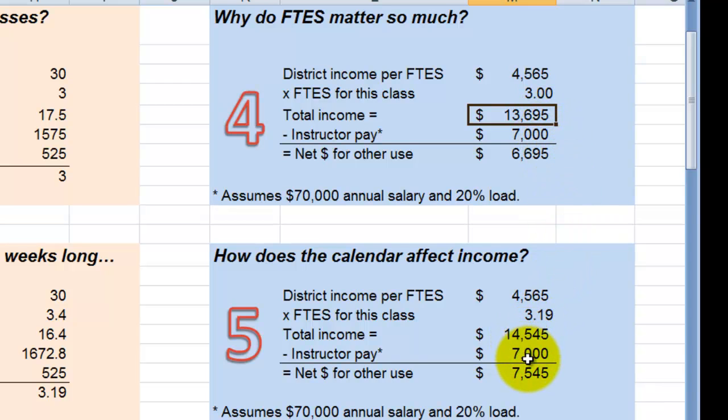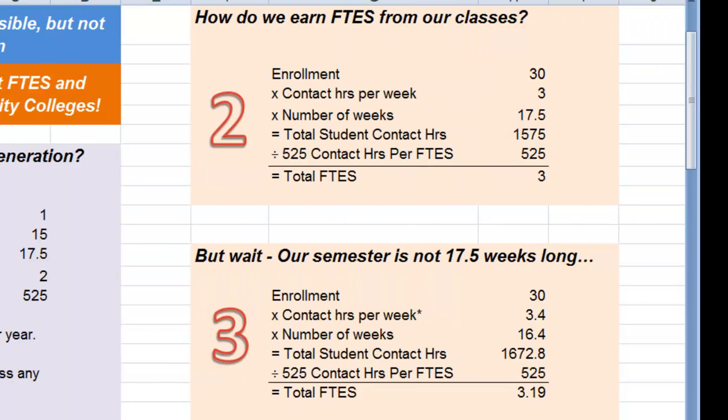And if you take out the same $7,000 instructor pay as before, because there's no salary bonus in the compressed calendar, then there's more money. There's almost $900 left over for other uses in the district. Okay. All right. So FTES matters so much because that's our funding source.